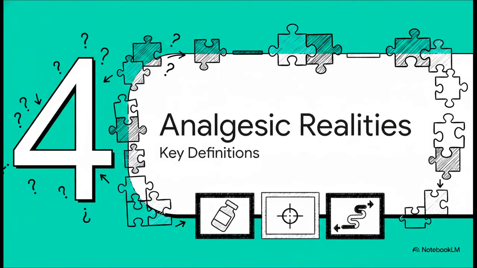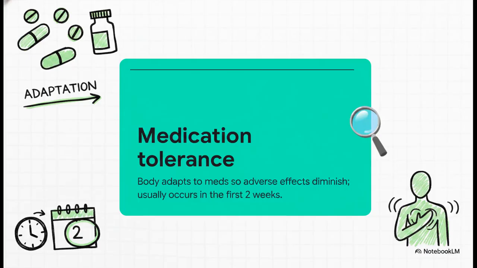Which brings us to Section 4, Analgesic Realities. Listen, I am explicitly warning you right now. The next three definitions are constantly confused on exams, and you need to know the exact boundaries of each one. First up is medication tolerance. So the crucial point here is that this is a physiological protective mechanism that helps the body become accustomed to medications so that adverse effects gradually diminish.